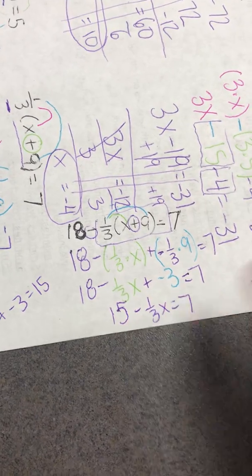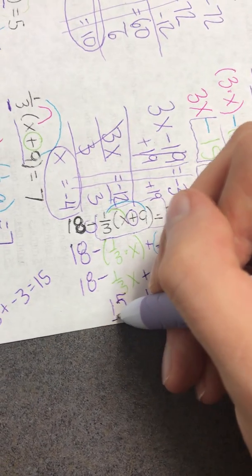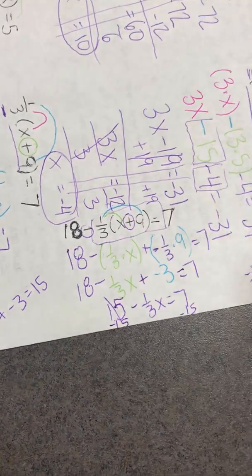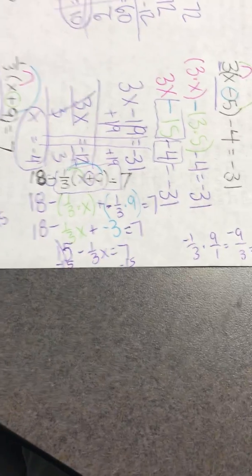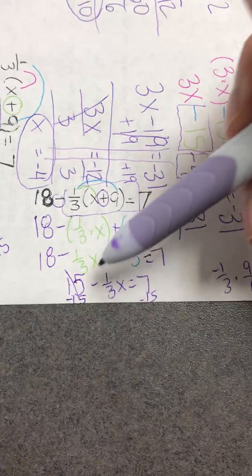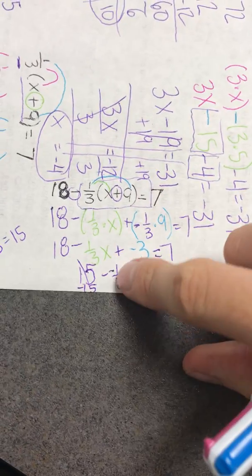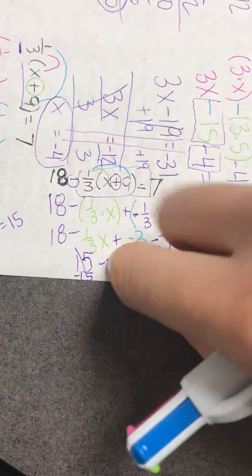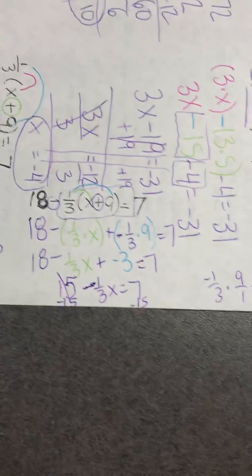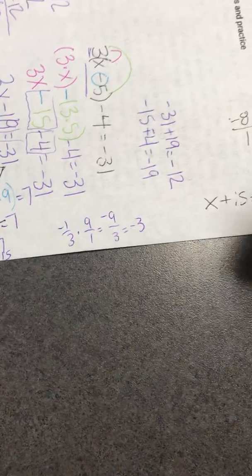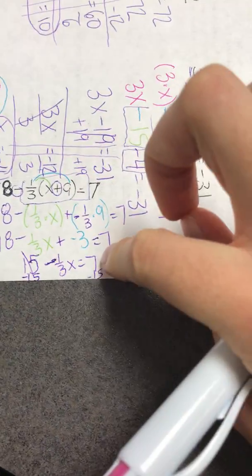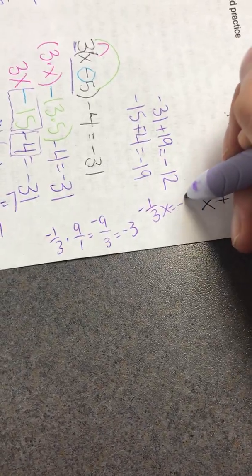So I start with my constant. It's positive 15. So the opposite is minus 15. This cancels. I'm going to write it over here so I have more space. But only the 15s cancel. I'm still left with minus 1/3 x. This minus sign here did not cancel out at all when I canceled out the 15. So it's still minus 1/3 x. Minus 1/3 x, 7 minus 15, negative 8.